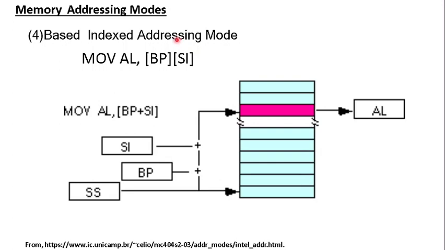Now consider another case where our operand is located by BP and SI. BP is the base register for the stack segment, so the operand is going to be located within the stack segment. How is the offset calculated? It is again the sum of the content of BP and SI. The operand is found based on the offset within SS, the stack segment. Then the operand is moved to AL. So that's what this instruction does.